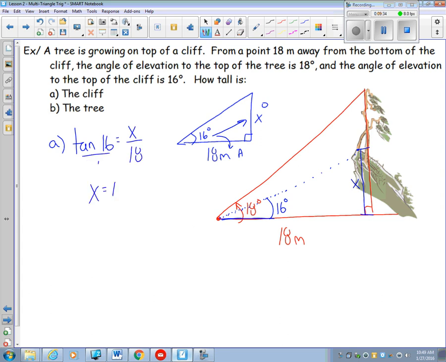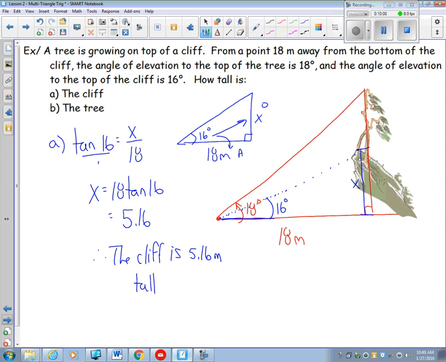Cross multiply: 18 tan 16. Put all my calculator buttons in the right spots, and I'll get 5.16. Here we go, the cliff is 5.16 meters tall. That was easy enough. Hey, now I want to find the tree.